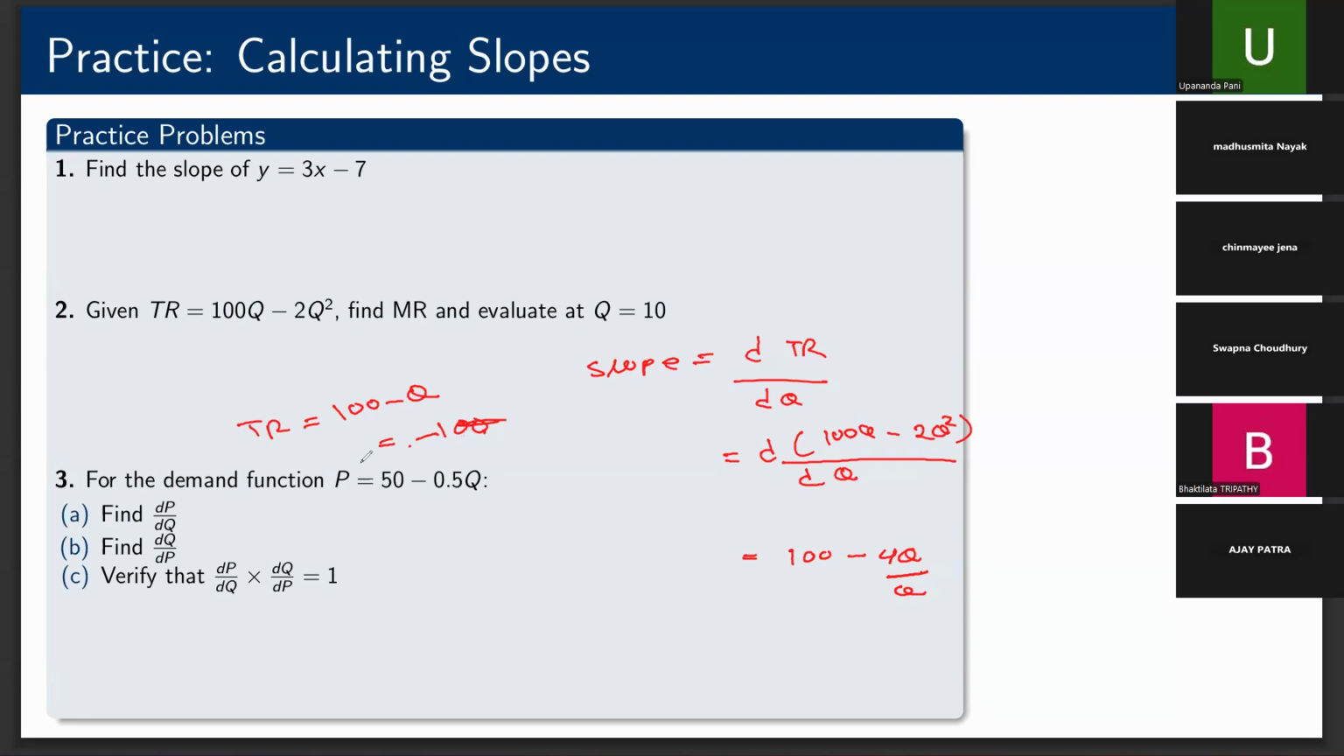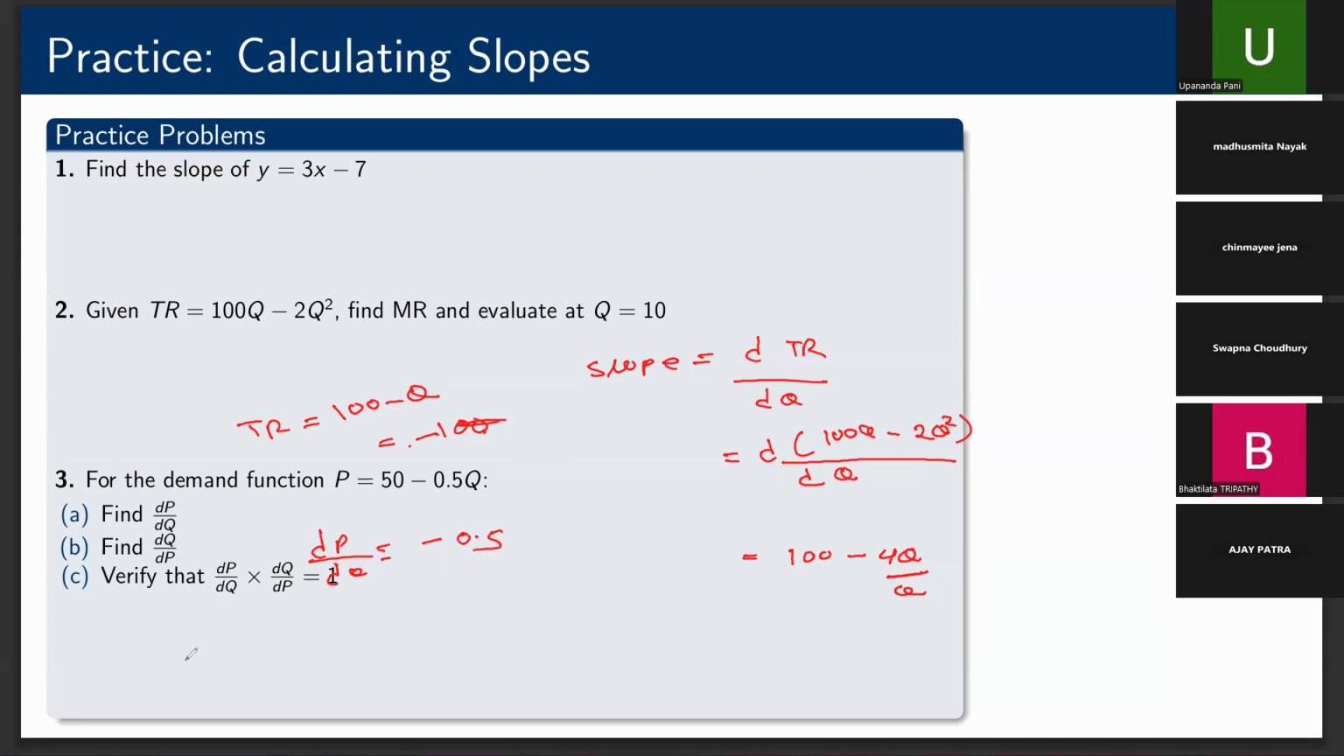Here you can verify. Given this, P is a function of Q. I say it is an inverse demand function because a demand function always gives quantity demanded as a function of price. But here price is given as a function of quantity demanded. And this is in explicit format because price is completely explained in terms of Q. You can find dP upon dQ. Here, dP upon dQ will be minus 0.5.